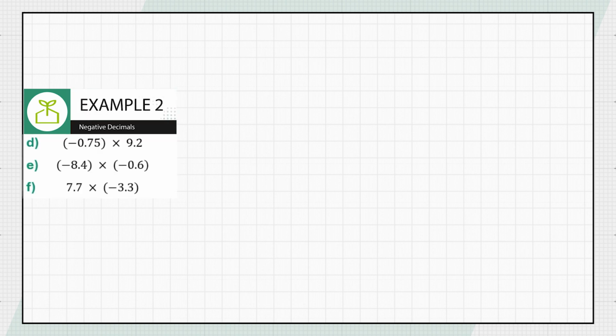Okay, here's a few for you guys to practice. So just give the video a pause, give them a go, and then I will answer them. Alright, let's get started. So with D, we have minus 0.75 multiplied by 9.2. So it's a negative multiplied by a positive, so our answer at the end will be negative. And then we just need to do 75 multiplied by 92.